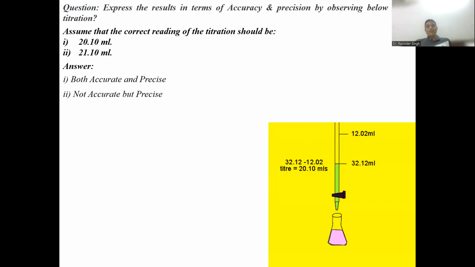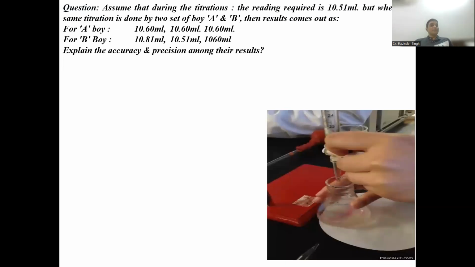But every time our results are 20.10, 20.10, 20.10, so because of that our results are precise, because our results are continuously repeating. So the repeatedness of the result, whether the result is correct or not, is called a precise result. So in the second case, our results are not accurate, but our results are precise.